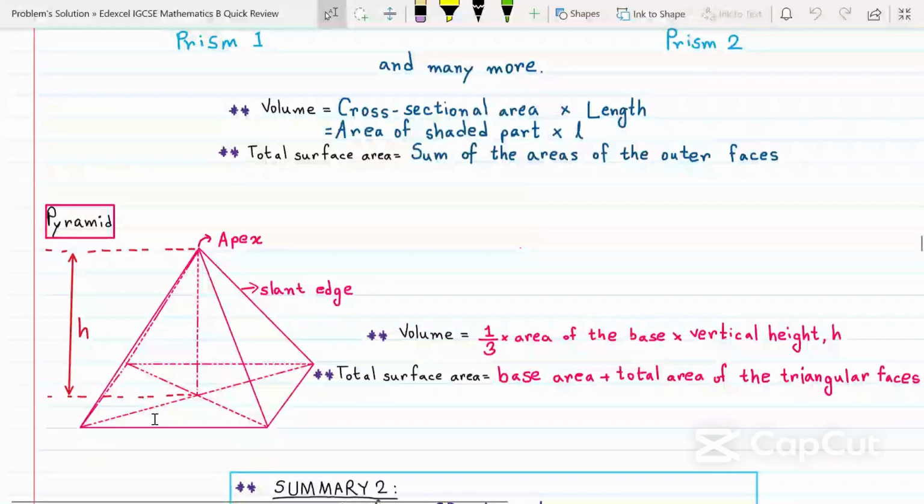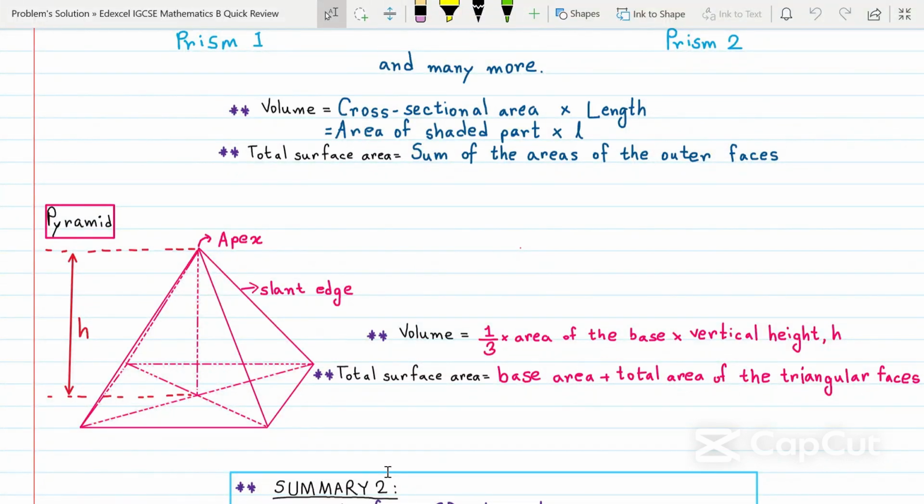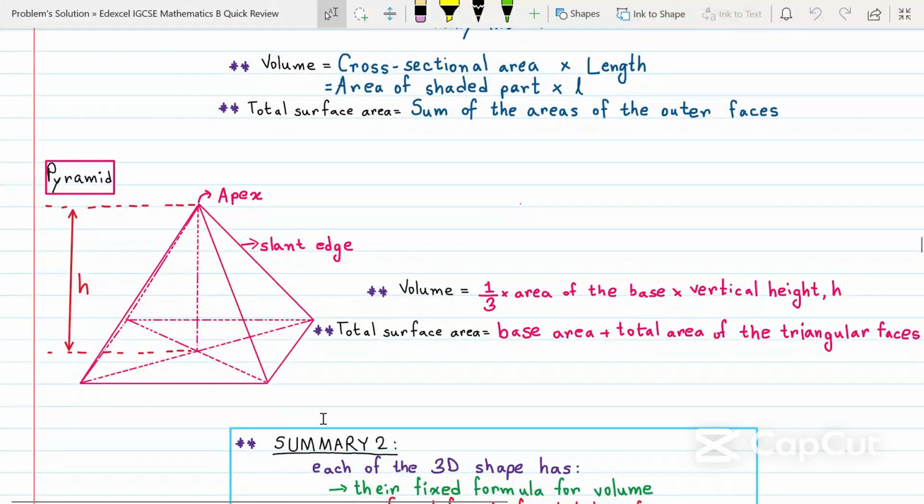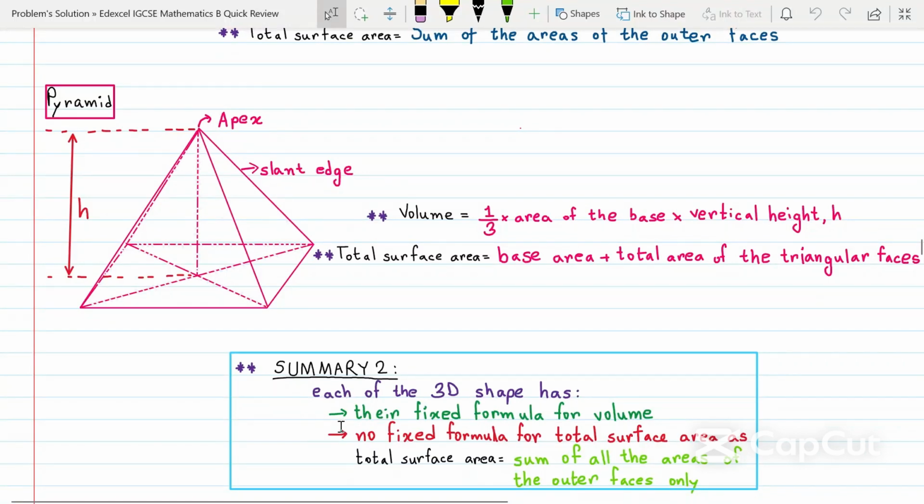Okay, and now here we go. Here we can see summary two. Just like in the first video, where I discussed 2D shapes, you must have seen this type of asterisk, right? Exactly. So here we can see two asterisks before the words volume and total surface area. Now let's see what summary 2 says. It says that each 3D shape has a fixed formula for volume, but no fixed formula for the total surface area. Why? Because the total surface area is equal to the sum of all the areas of the outer faces only. Exactly, guys.